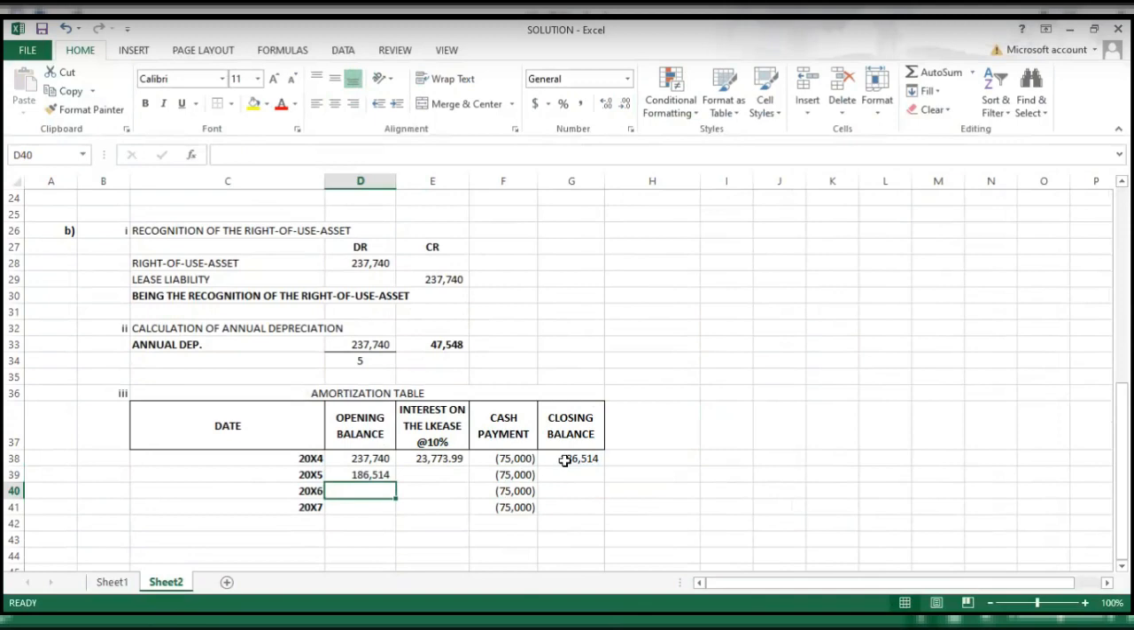We have it as opening balance. 10% interest will be calculated on this by multiplying it by 10%, and then we arrive at the interest. And the formula here is already in there. This plus this minus this must give us what will be here. So we just do that, and we have the figure there. And then the closing balance here is the opening balance for the following year.